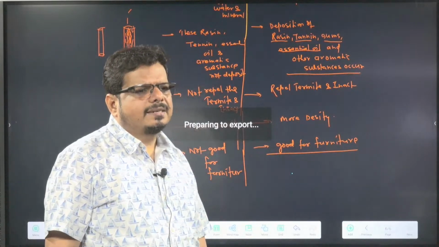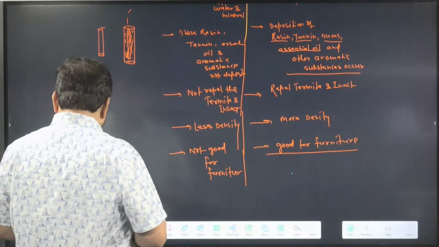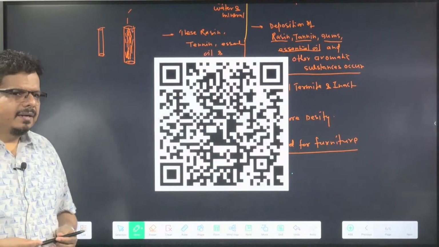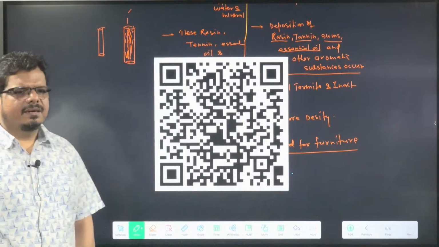So extrastellar secondary growth and secondary growth in root are remaining. After that, in the next class, this chapter will finish and probably we will start the new chapter.